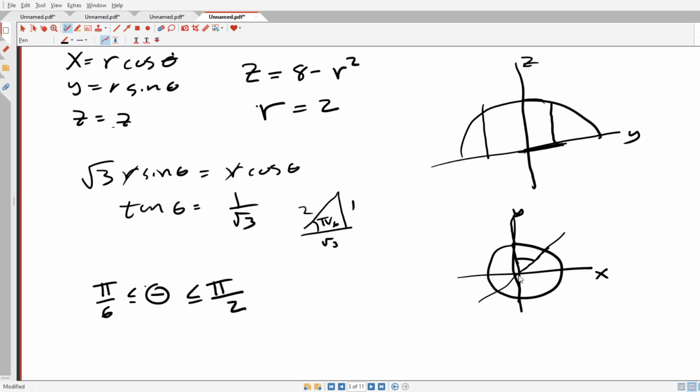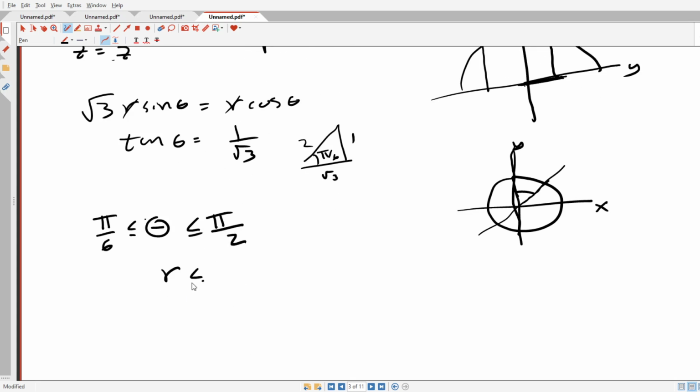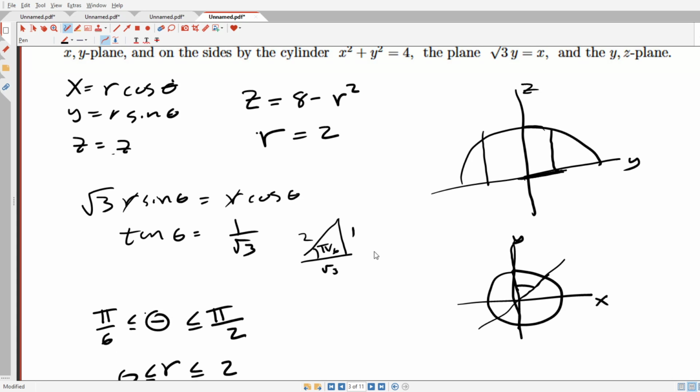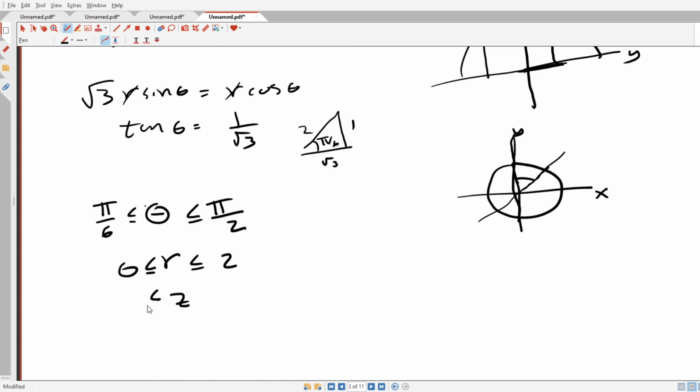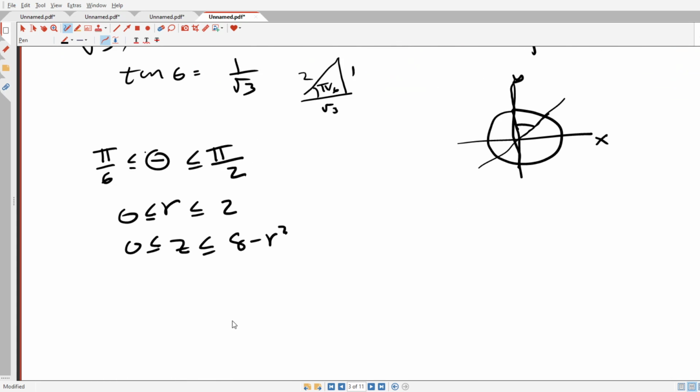So r is going to start here at the origin, and it's going to go out to the boundary of the cylinder. And z, we know what we have. It starts at the bottom at z equals 0, at the xy plane, and it goes up to 8 minus r squared. So we want the volume of this solid. So we're going to integrate.